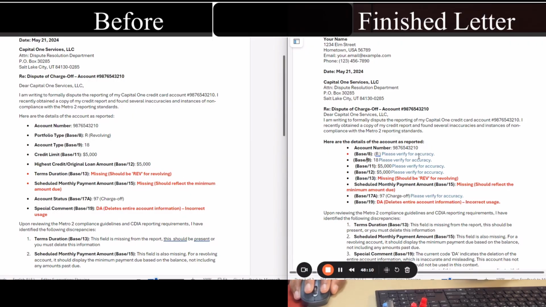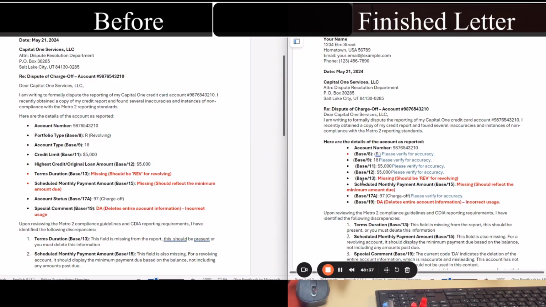So base segment 9, this is still the account type. The coding for it is code 18. Please verify for accuracy. Base 11 is still the credit limit, and beside it we're going to say, please verify for accuracy. Base segment field 12 is still the high credit amount. We're still going to put here, please verify for accuracy.